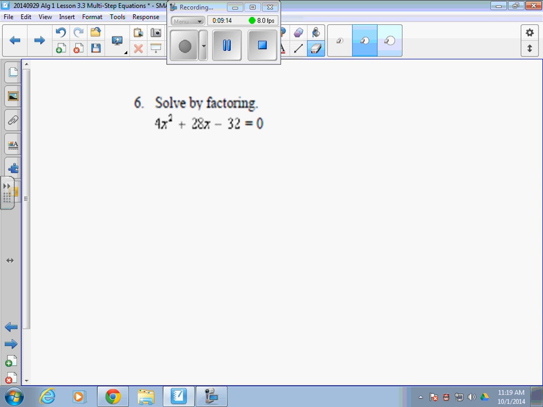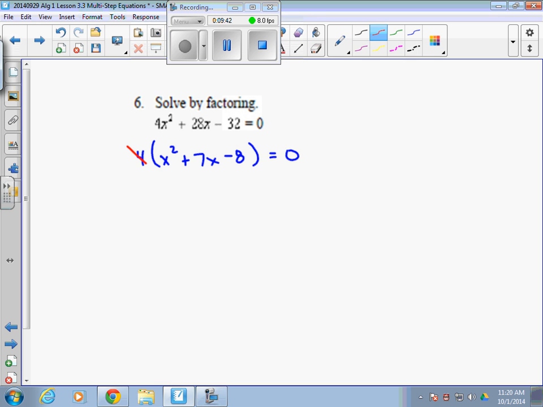Okay, solve by factoring. Again, this one's not as hard as it looks because fortunately for 4x squared, 28x, and minus 32, they all have the number 4 in common. So if we pull the number 4 out, we can multiply that times x squared to get 4x squared. We can multiply that times 7x to get 28x, and we can multiply that times negative 8 to get negative 32. So what that does, in a sense, is eliminate that number 4, and it makes a lot smaller, easier numbers to deal with.